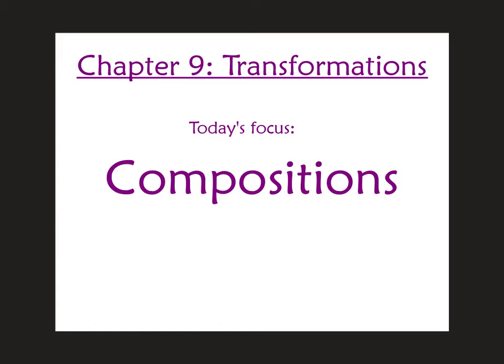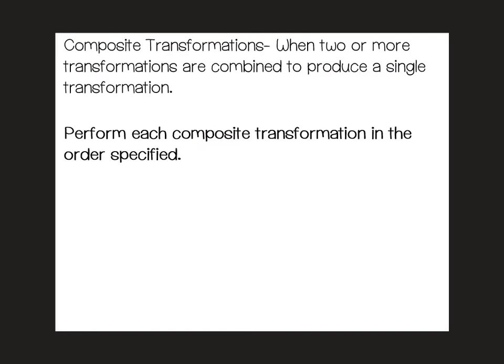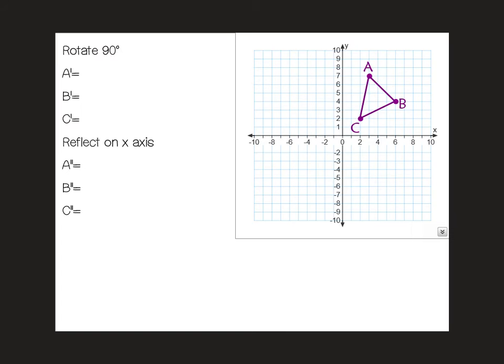The last section we'll learn about transformations is called compositions. Composite transformations are two or more transformations combined to produce a single transformation. You have to perform each composite transformation in the order specified. For the first composition, we're going to rotate 90 degrees and then reflect over the x-axis.